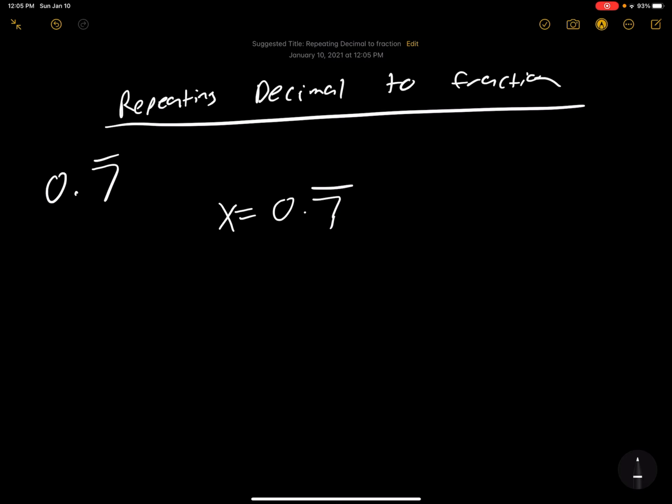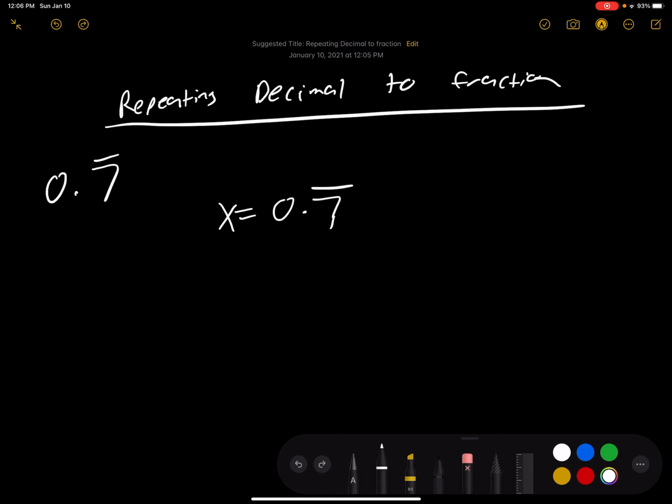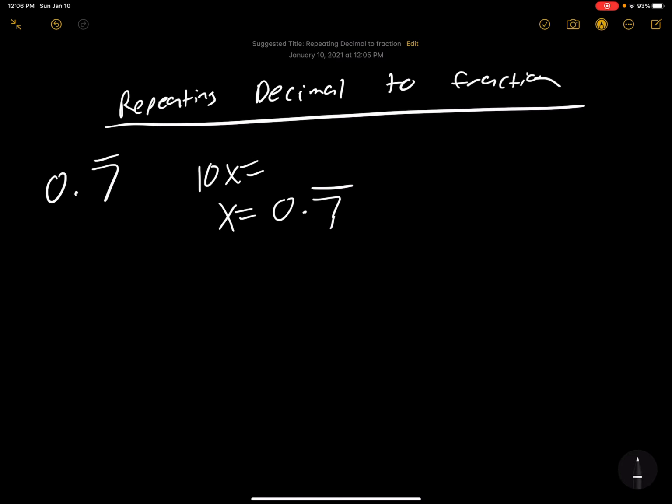And then, and here's the trick part, if we multiply both sides by 10, this brings us back to Algebra 1. Multiplying both sides of an equation by the same thing is totally fine. We get 10x equals, well, what happens when I multiply a decimal by 10? We have 0.777 going on forever. And if I multiply that by 10, I'm just moving the decimal point over one place. So I'm going to end up with 7.777 going on forever.